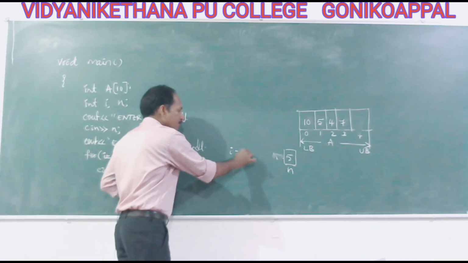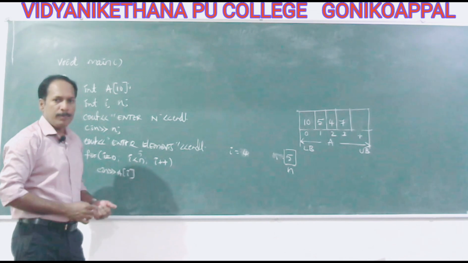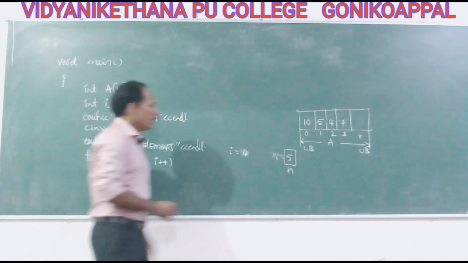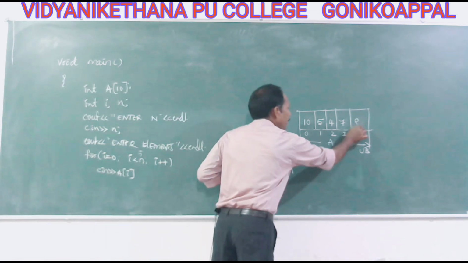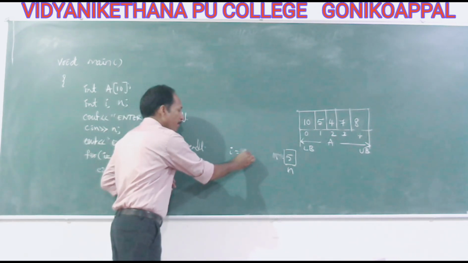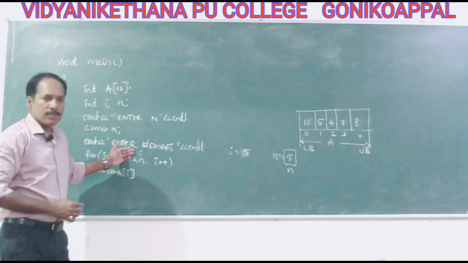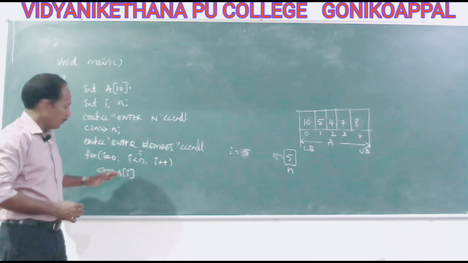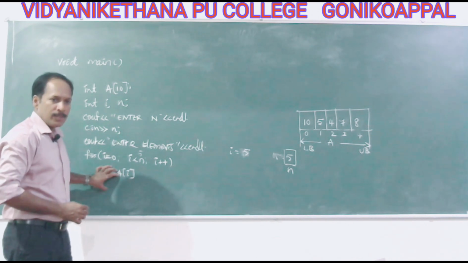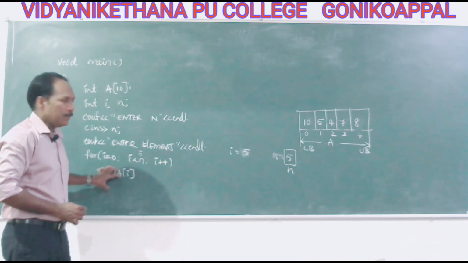4 is less than 5, yes. We have to repeat. What are you repeating? Input, again input some number. Let it be 8. Now i plus plus, i becomes 5. 5 is less than 5 is false. So we stop. That is, this repetition of the input operation is terminated, because the loop is controlling, now it stopped.